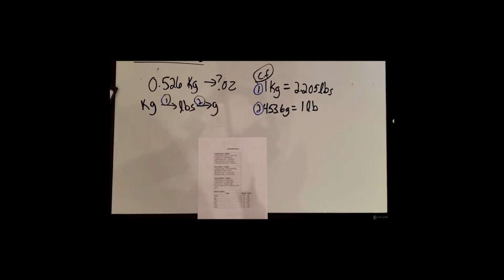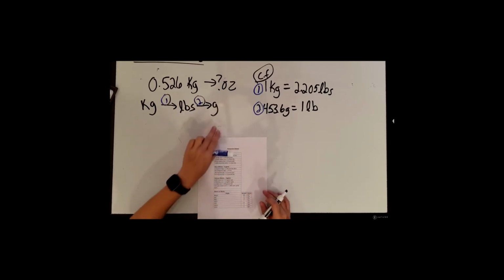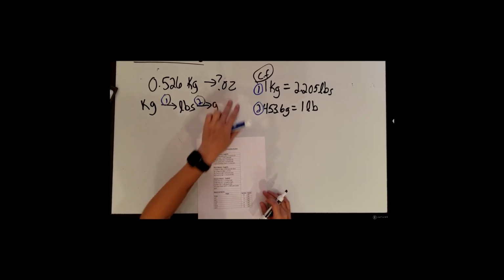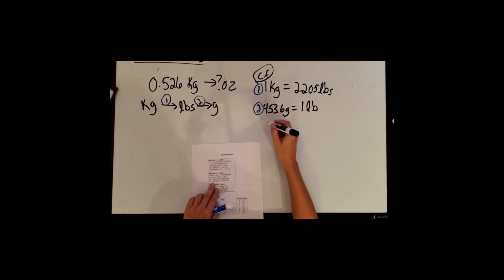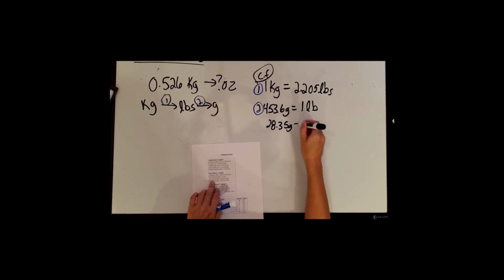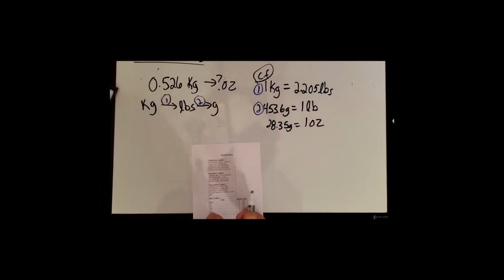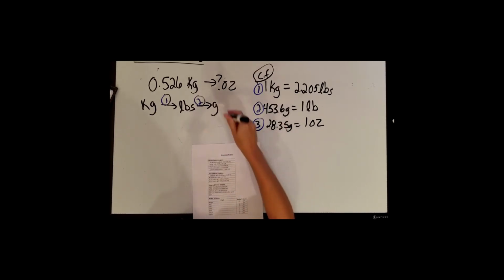All right, I'm still not at ounces, but now there's hope because there is a conversion factor that goes from grams to ounces, and that is 28.35 grams equal to 1 ounce. So we have 3 different conversion factors. This third one is going to get me to the ounces I desire.